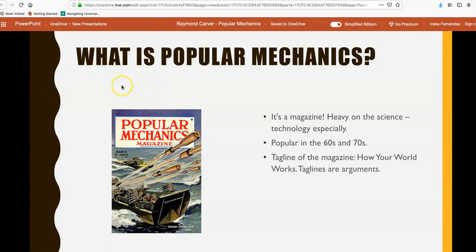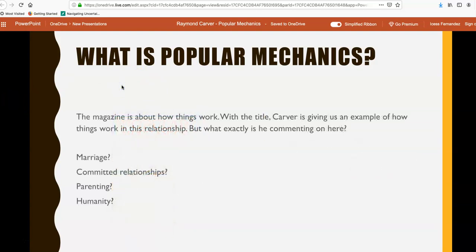When we're looking at that particular story, and how it's named after Popular Mechanics the magazine, we start formulating an argument. We could use the tagline, How the World Works, toward the story of Popular Mechanics, and that gives it another meaning. So we have to look at what the big social issue is that this author and this story are talking about. Are they talking about marriage? Committed relationships? Parenting? Or are they talking about humanity?